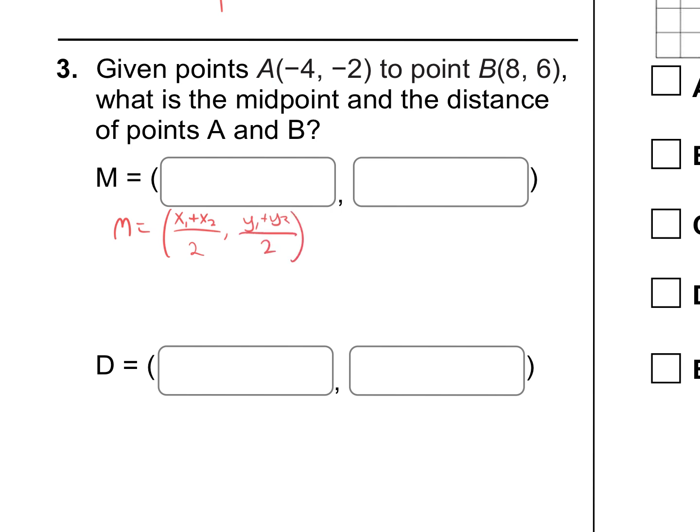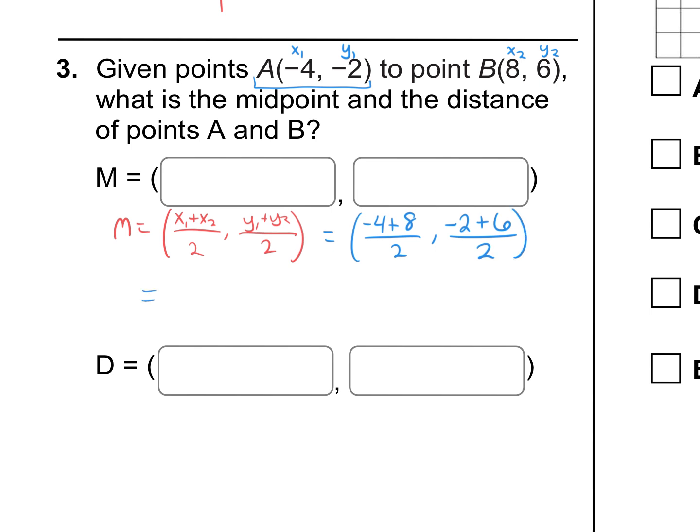What's going to help us before we start plugging in numbers? Labeling. How do I label A? x1, y1, b, x2, y2. So now we just plug in those values. x1 is negative 4 plus 8 over 2. And then y1's negative 2 plus 6 over 2.